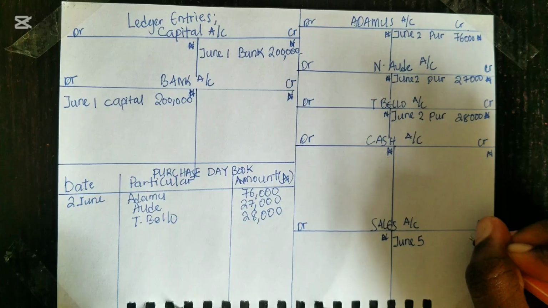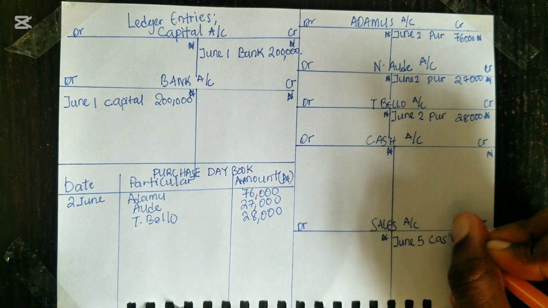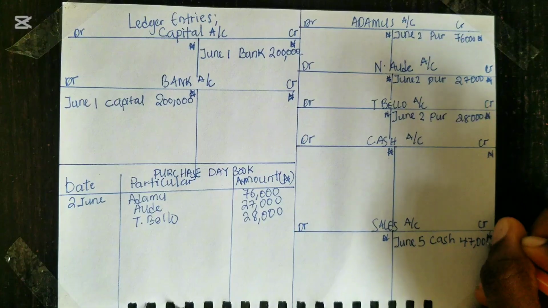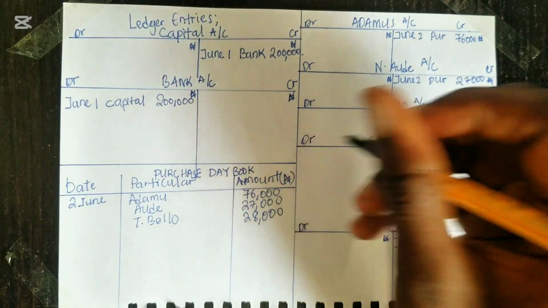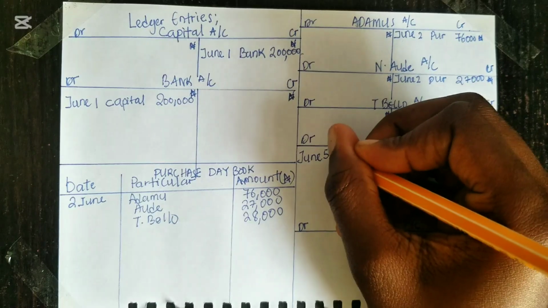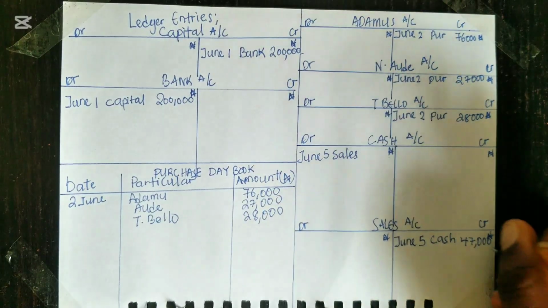So what is going to be our particulars? Cash. And how much is it? 47,000. The same here, we're going to debit here. So we're going to write June 5. We're going to write sales as the particulars. And how much is it?